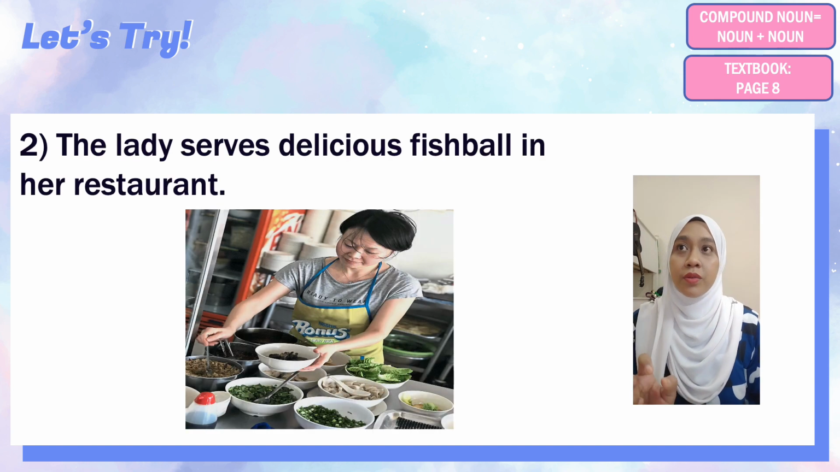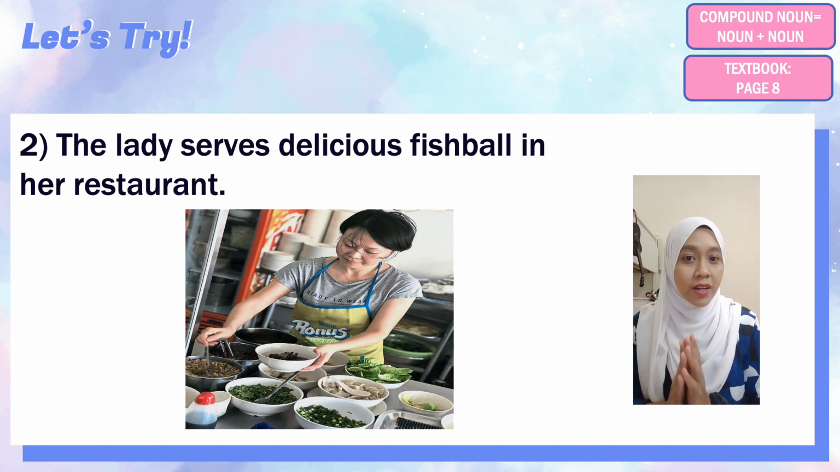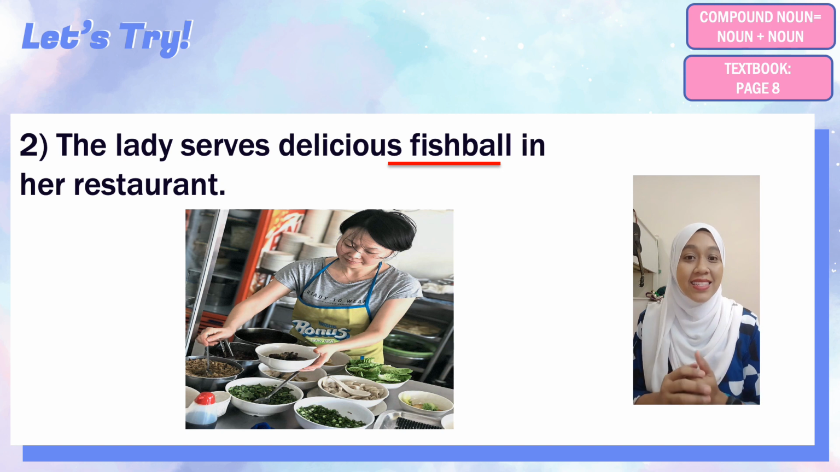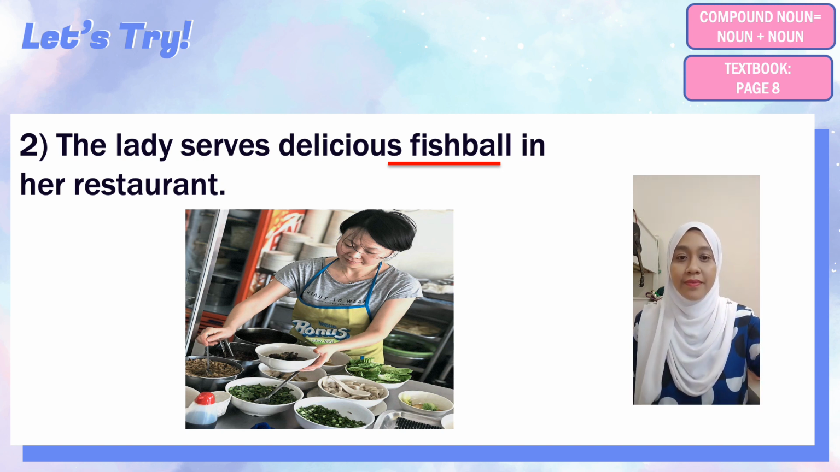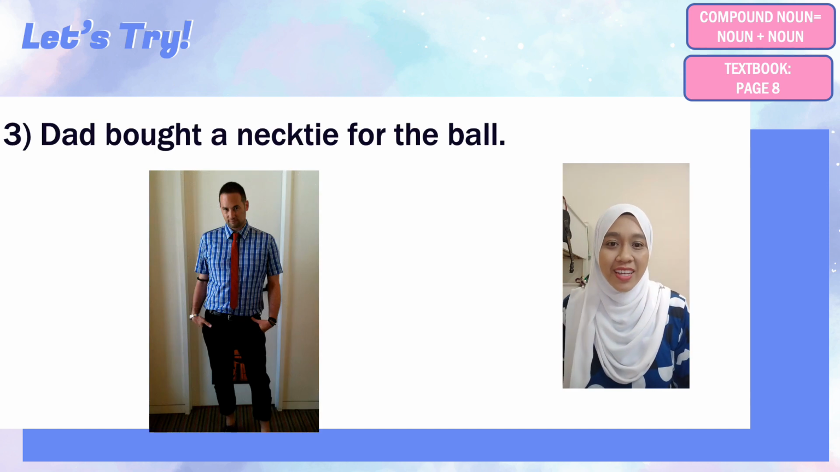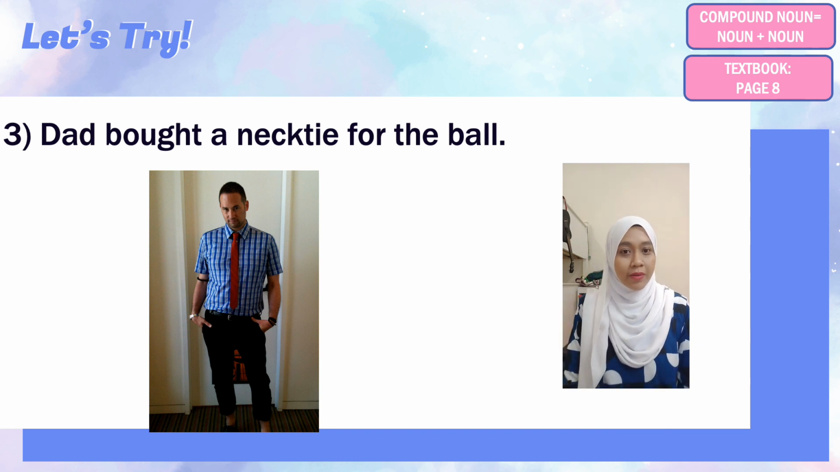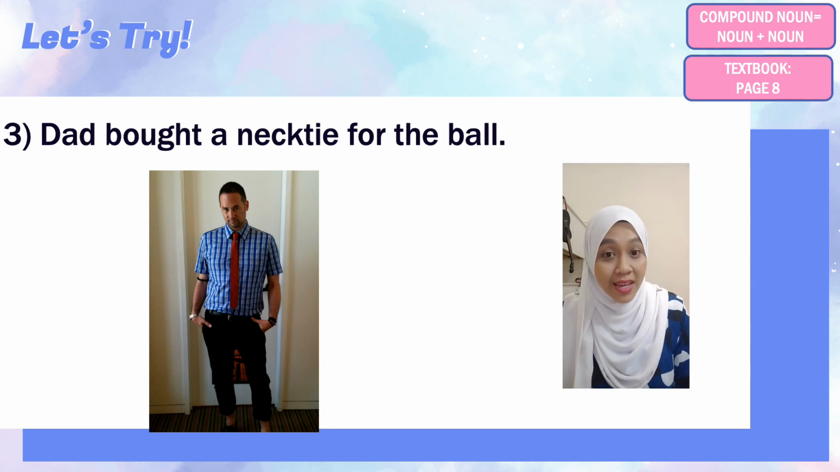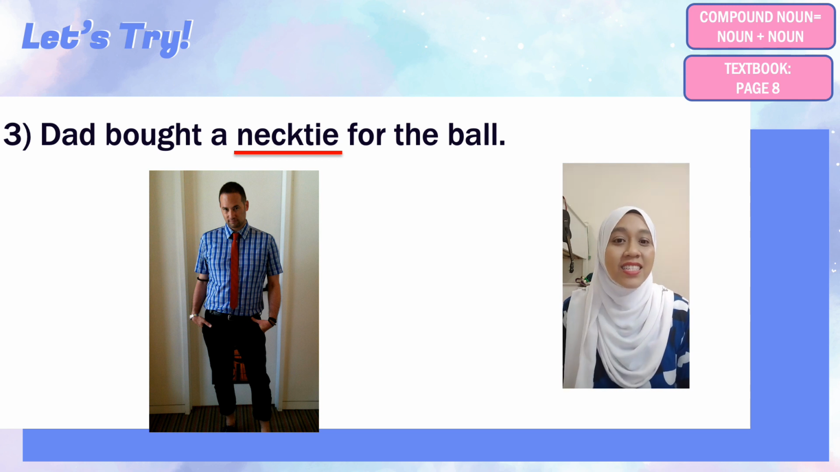Alright, number 2. The lady serves delicious fish ball in her restaurant. So which one is the compound noun? Can you guess? Yes, it's the word fishball. Fish and ball. Number 3. Dad bought a necktie for the ball. So which one is the compound noun? Can you guess? Yes, it's the word necktie.